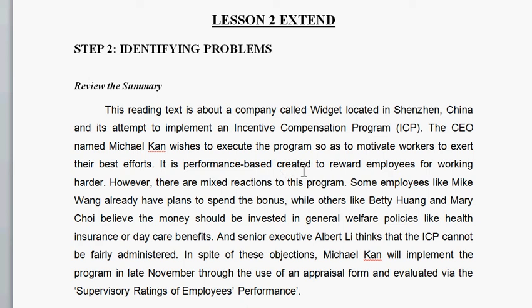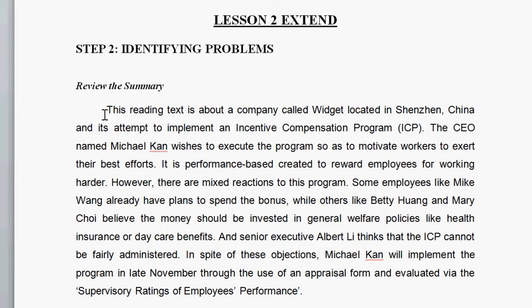In this lesson, we're looking at identifying problems. In the previous lesson, we were looking at the SQ3R step 1 and evaluating a particular text which described a company named Widget and its incentive compensation program. Towards the end of that, we summarized the text as is shown here.